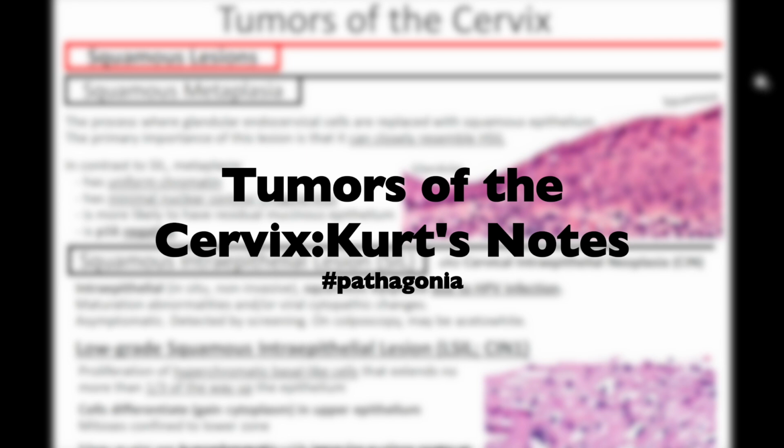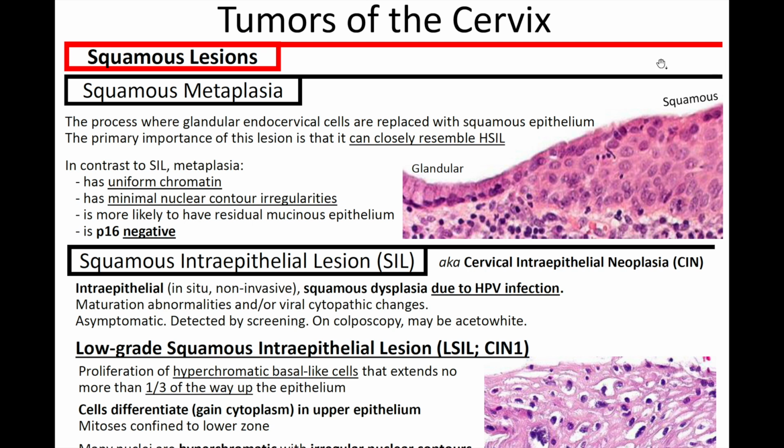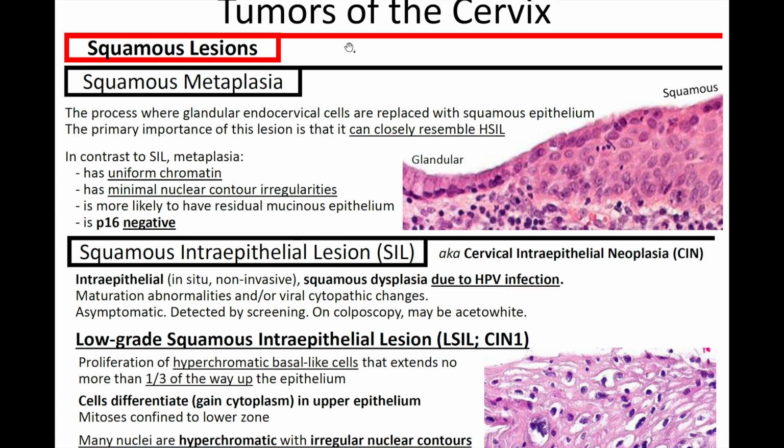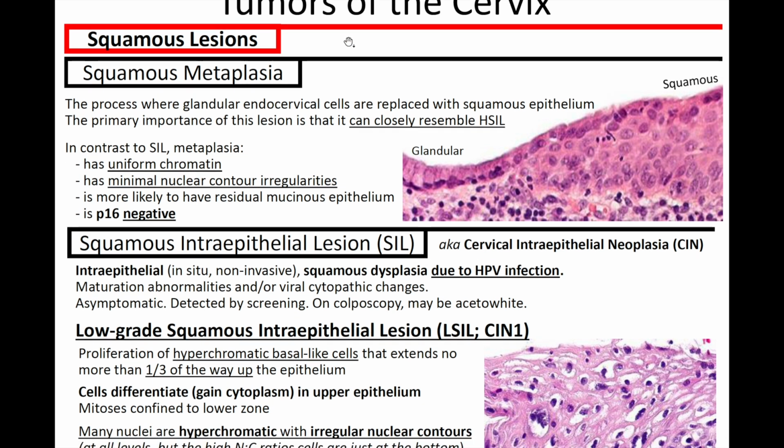So today we're going to talk about a very high yield topic, tumors of the cervix. So the first category we have are squamous lesions.